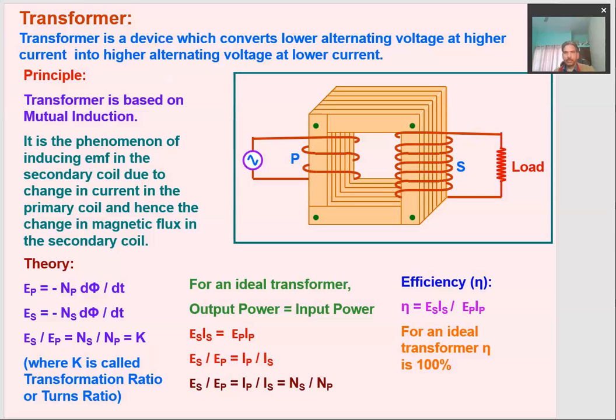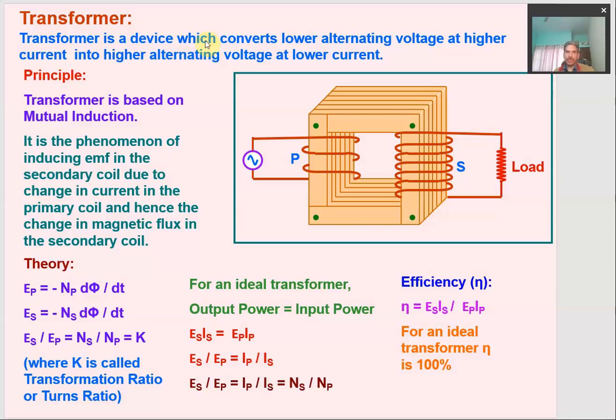Hello everyone. This class is about the transformer: what a transformer is and on what principle it works, what the construction or structure of a transformer is, and what the basic theory behind the transformer is. This is all we have to discuss in this topic. So to begin with, let us try to understand what a transformer is.